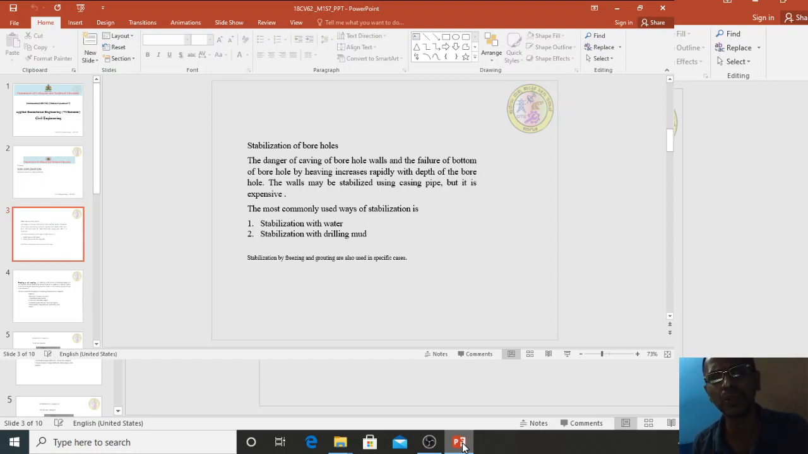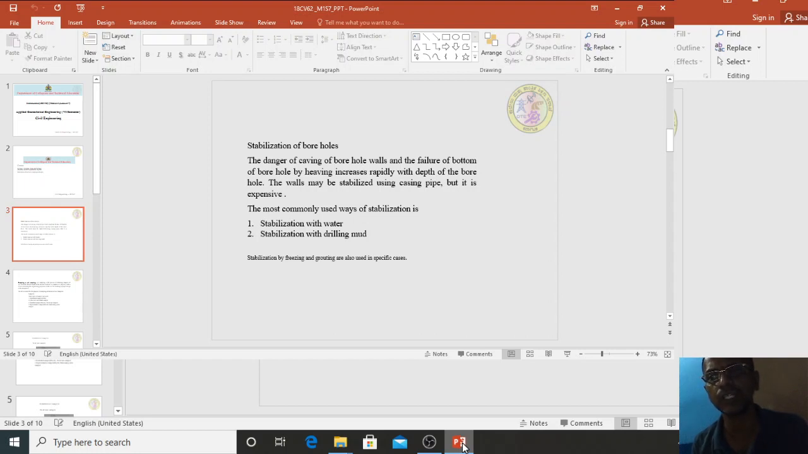Stabilization of borehole can be done by various methods. One is stabilization with water and another is stabilization with drilling mud. In foreign countries, they do stabilization by the freezing technique and the thawing technique, but freezing and thawing are very expensive techniques. Therefore, they are not used in Indian conditions and are not required either.